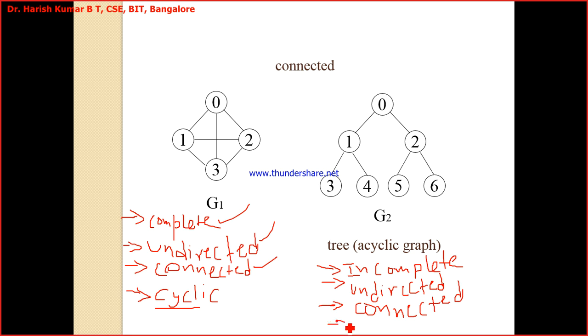Connected. And what about, is it cyclic? No, it is not a cyclic graph. It is an acyclic graph. Why is it an acyclic graph? Because you don't find cycles in this. Okay, so these are the two graphs, and we have identified 4 things. Complete, undirected, connected, cyclic. Incomplete, undirected, connected, and acyclic graph.